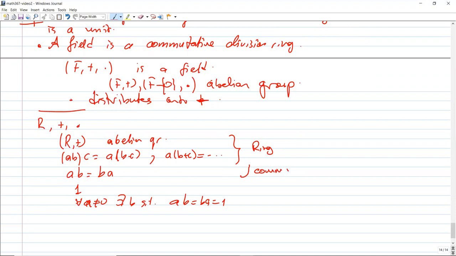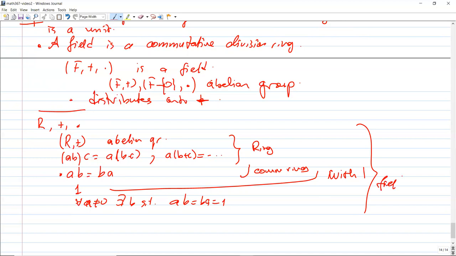And if a ring has an identity, then we say that it is a ring with one. And also, if everything else is satisfied except commutativity, with every non-zero a having a b such that ab equals ba equals one, R is called a division ring. And if everything is satisfied, then it is called a field. A field should satisfy all these properties.